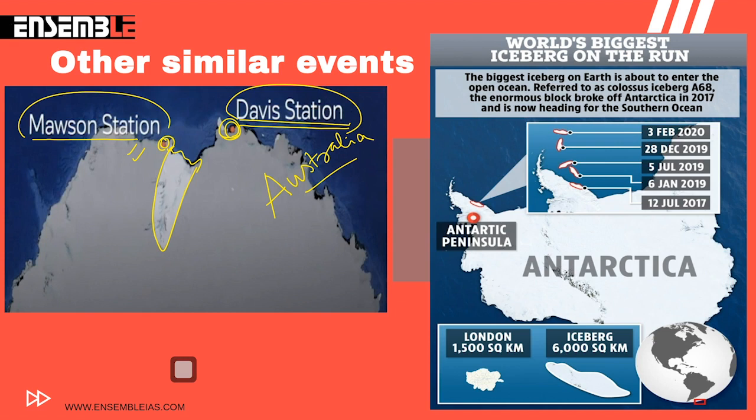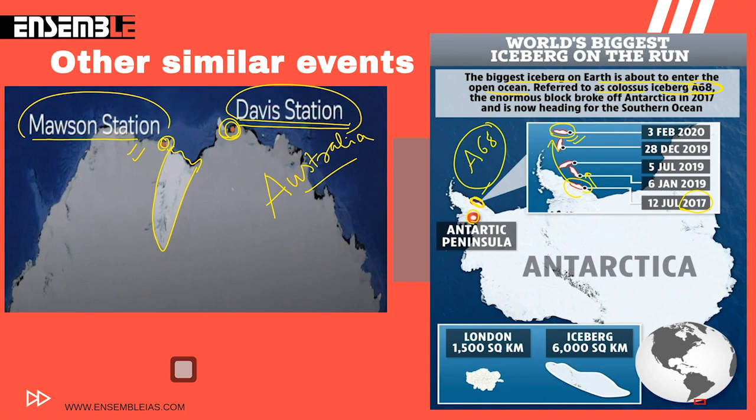So this is another example of the same incident, that the biggest iceberg on earth is about to enter into the ocean, referred to by the name A68. Here is another ice sheet, also in the Antarctic Peninsula. The A68 iceberg broke off the main continent of Antarctica in 2017, and then it started moving. In this image you can see it moving towards the Southern Ocean near Antarctica, and finally since 2020 it has gone far away from there.